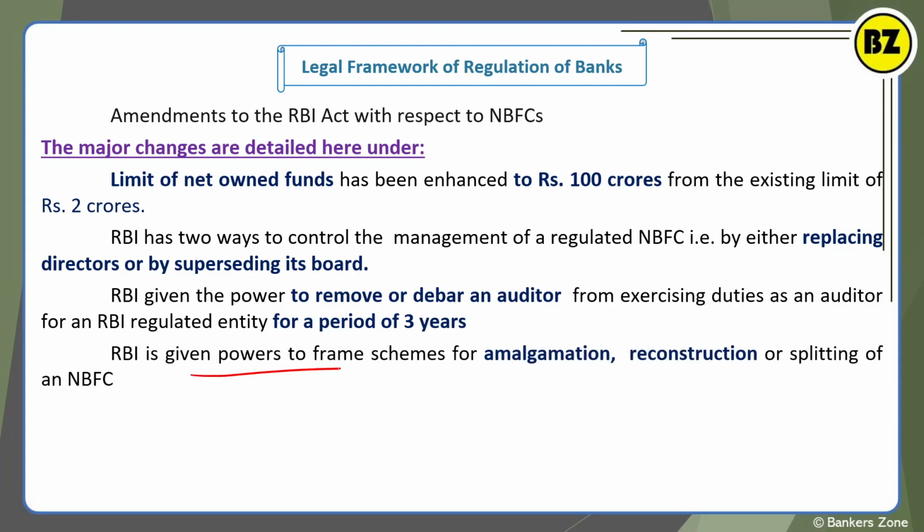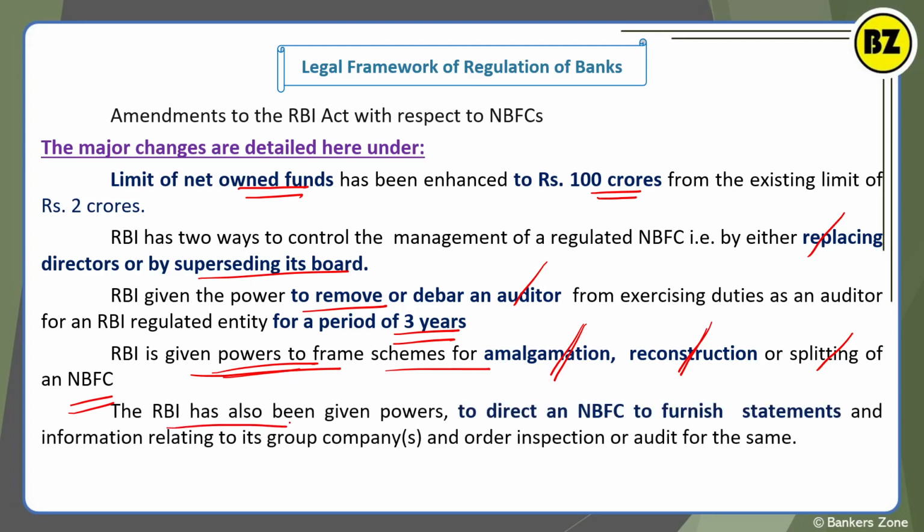Now the RBI is given power to frame a scheme for amalgamation, reconstruction, or even splitting of the NBFC. Now see, we are talking about the major changes. First, owned funds can be kept up to 100 crore. Then the RBI can replace the director or even suspend the board of directors of the NBFC. Now the RBI can remove the auditor of an NBFC for a period of 3 years, and the RBI also has the power to amalgamate or do the reconstruction or the splitting, that means division, of the NBFC. Okay, the RBI has this power also.